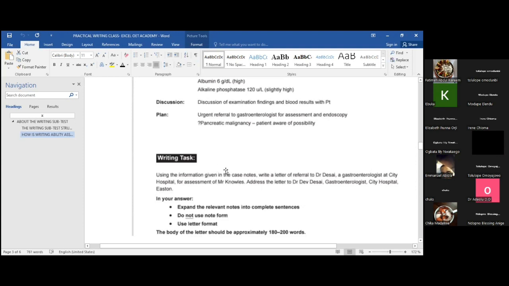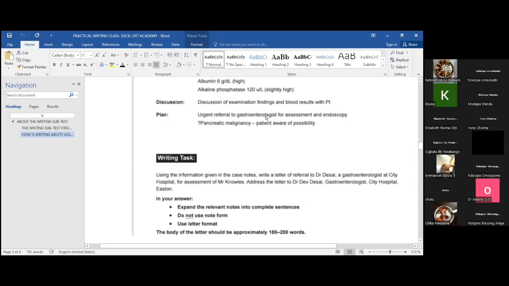All right. So first of all, we know that we're writing a referral. But what kind of referral? We don't know yet from here. We just know that it's a referral letter to this gastroenterologist. But then let's go up to the plan. When you're given a case, these are the things you look out for. What is the writing task? What is the plan? Now, what does the plan say? The plan says urgent referral to gastroenterologist for assessment and endoscopy. Urgent. So we know this is an urgent letter.